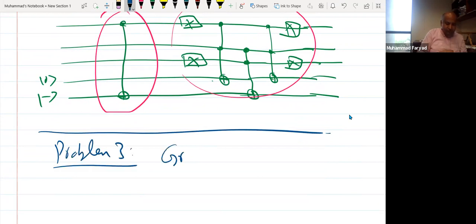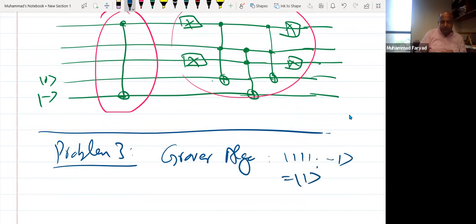Grover algorithm with initialization to the 1, 1 state instead of the zero state. So we are saying that we initialize our Grover algorithm to this one state instead of zero and see how it will work out with the diffusion operator given by this.